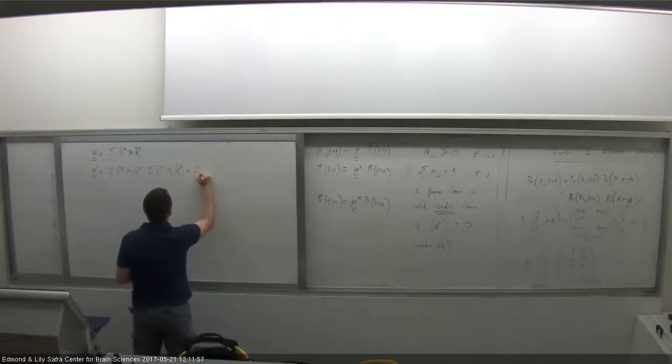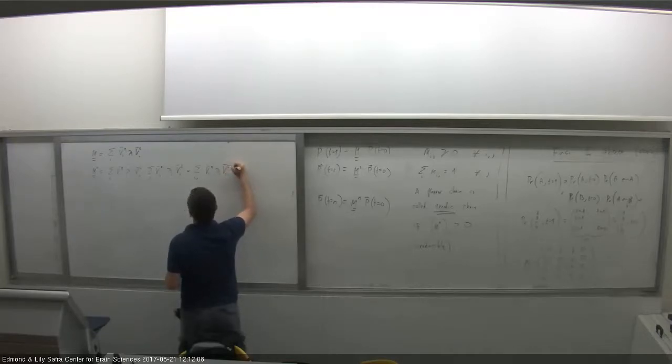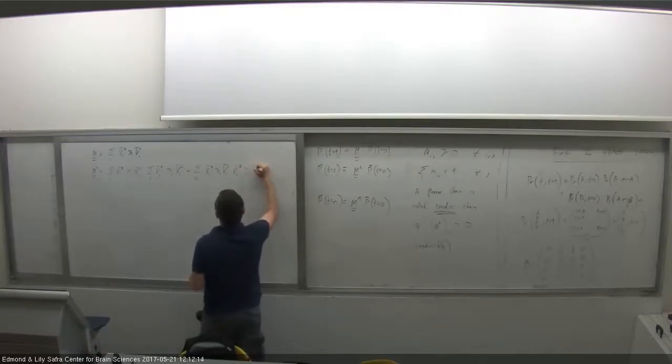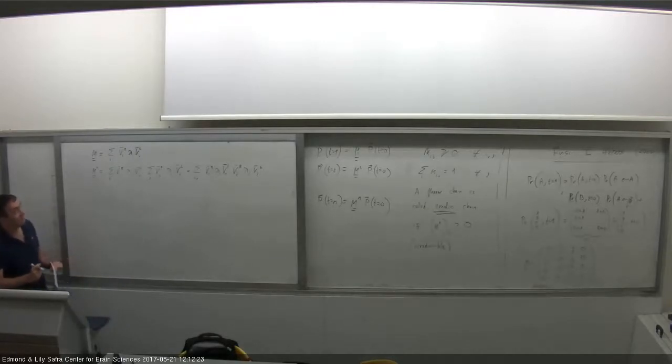Just rewriting it, sum over i and j, V_i^R lambda_i V_i^L V_j^R lambda_j V_j^L. What can we say about this term, V_i^L V_j^R?